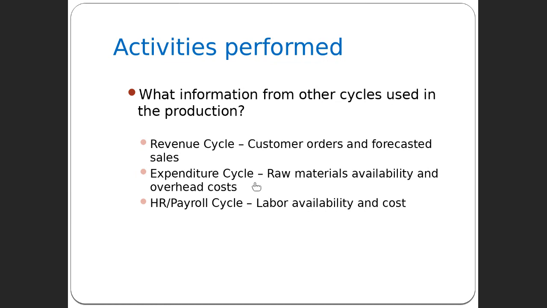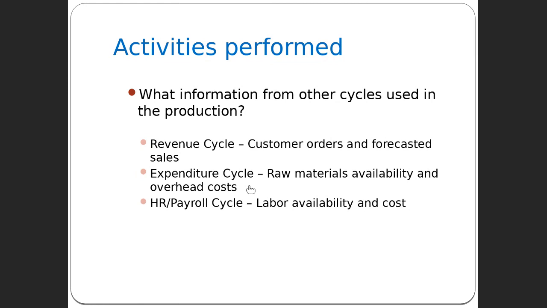The second type of information comes from the expenditure cycle, where the raw material availability and overhead costs data are collected from. Now remember, the expenditure cycle's job is to pay for goods and services. Among them is the purchase of raw material. So the expenditure cycle orders the raw material, receives it, and stores it. If you remember, we just studied that in the previous chapter.